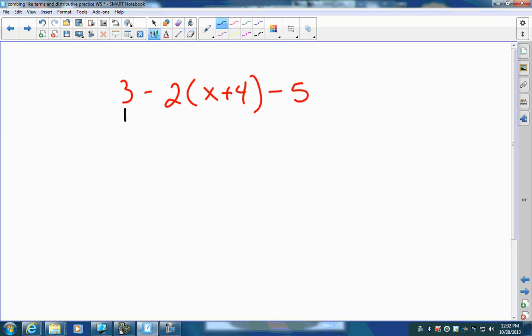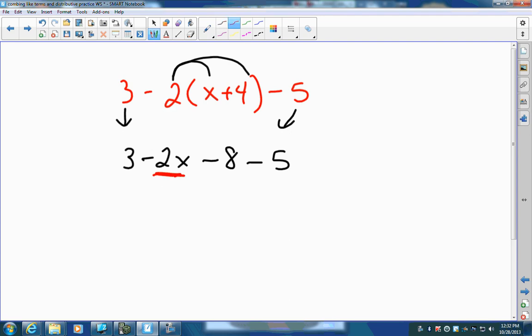So you bring down the 3 first, and then you have negative 2 times x, negative 2x, negative 2 times 4, negative 8, and then just bring down the minus 5. Okay, so now I just have that negative 2x. Then I have 3 minus 8, which is negative 5, minus 5, which gives me negative 10. To check it again, you should have put the original into y1, what we believe the answer is, into y2.